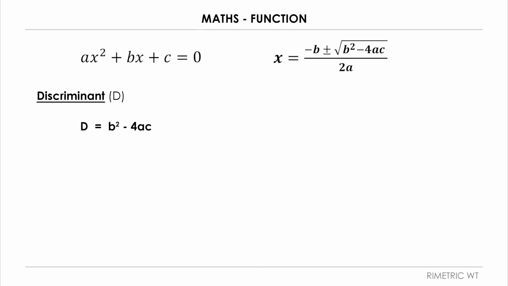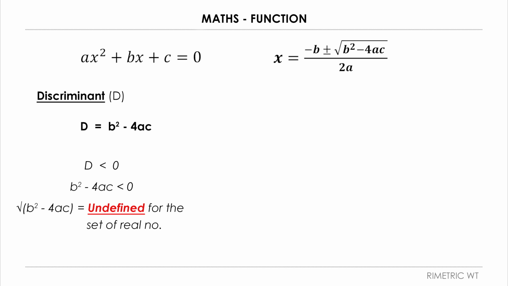We have said that when the discriminant is less than 0, the equation has no solution. And this can be justified in the quadratic formula because the discriminant, which is b squared minus 4ac, is inside the square root. And if it is negative, it won't be defined in the set of real numbers. Therefore, the equation has no solution.